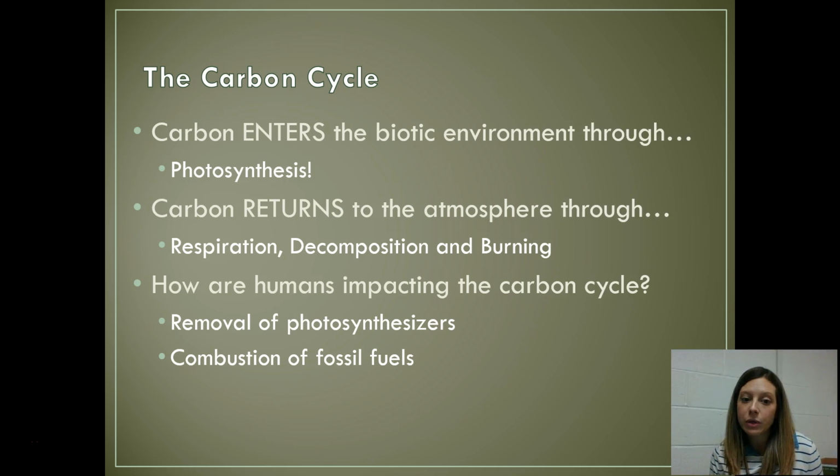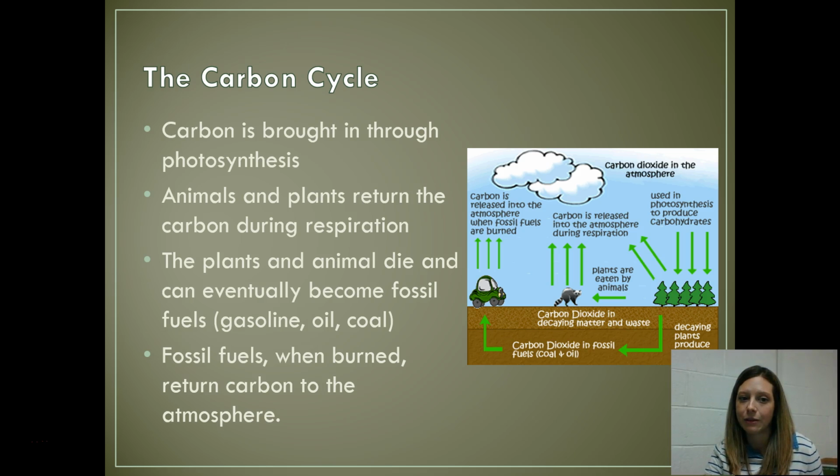Now, humans have had a really significant impact on the carbon cycle. We've removed photosynthesizers, right? There's been a lot of deforestation, a lot of cutting down of plants. So that's going to take away organisms that can get carbon dioxide into the biotic portion of an ecosystem. And then we've also burned fossil fuels at a very quick rate. And we're going to talk about why that is significant.